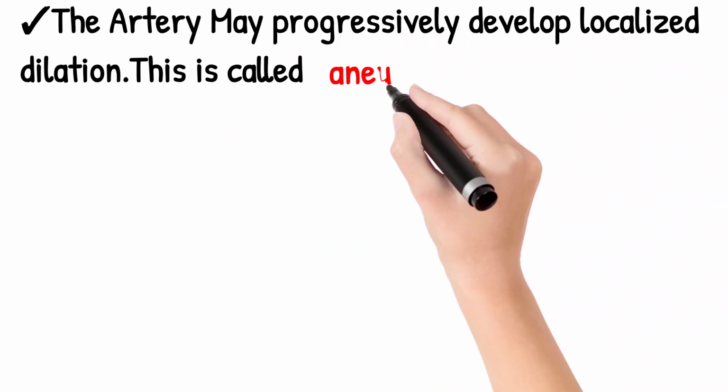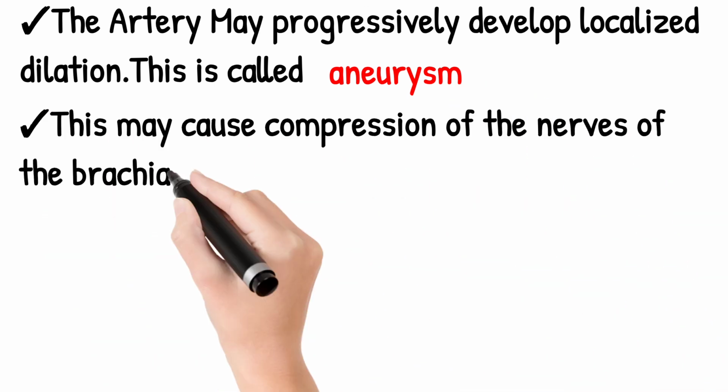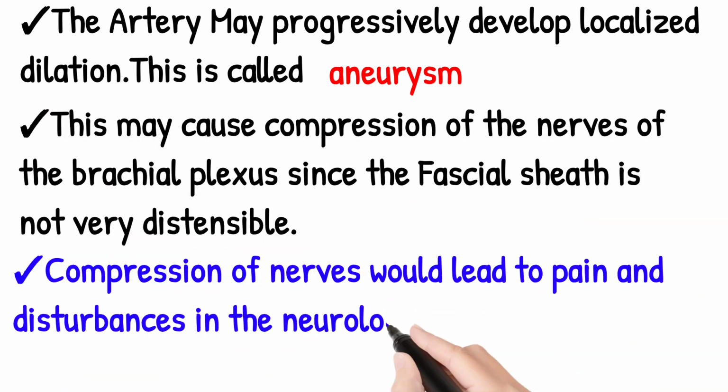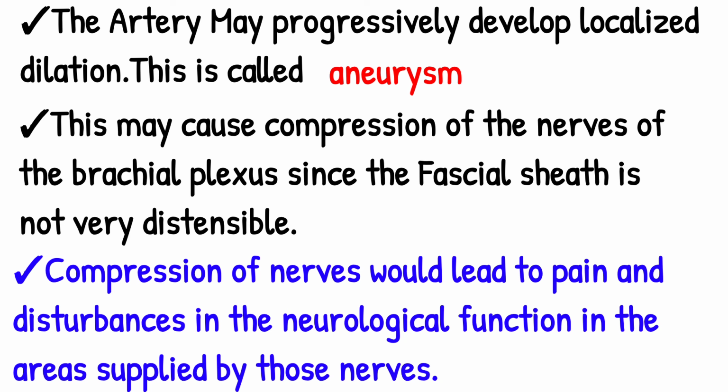The artery may progressively develop localized dilation, and this is what we call an aneurysm. This may cause compression of the nerves of the brachial plexus, since the fascial sheath is not very distensible. Compression of the nerves would lead to pain and disturbances in the neurological function in the areas supplied by those nerves.